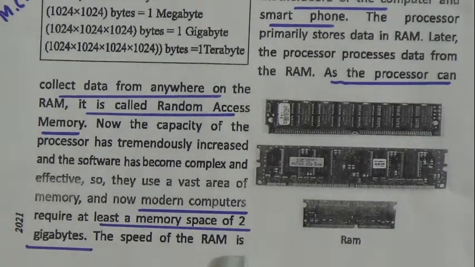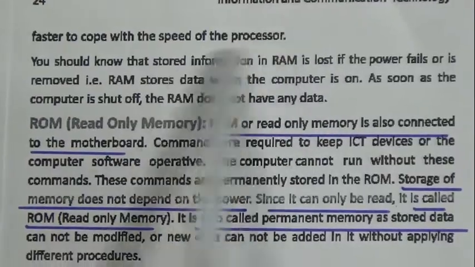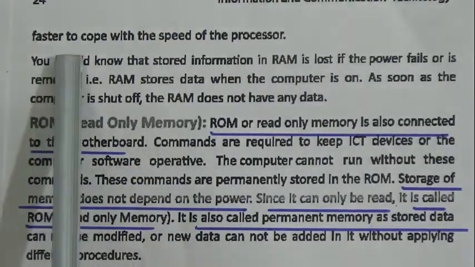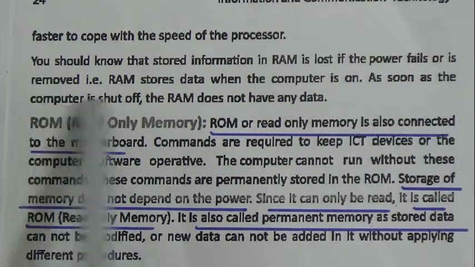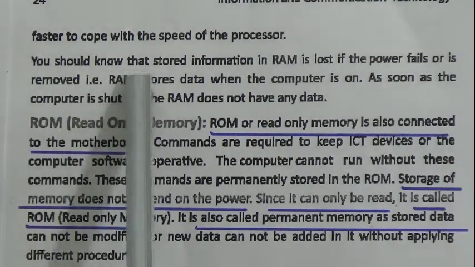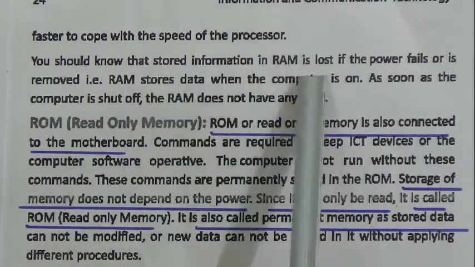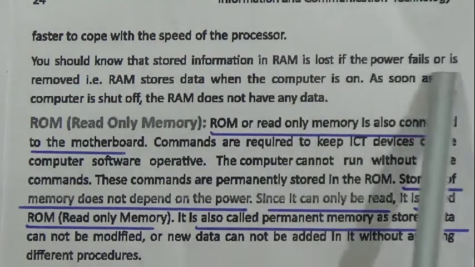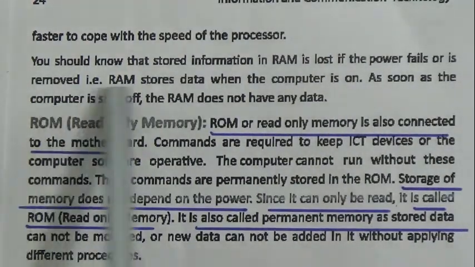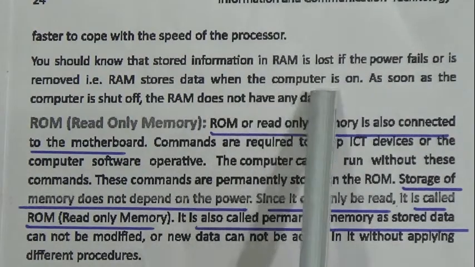The speed of RAM is faster to cope with the speed of the processor. So this RAM speed is very fast. We should know the stored information in RAM is lost if power fails or is removed. RAM stores data when the computer is on.